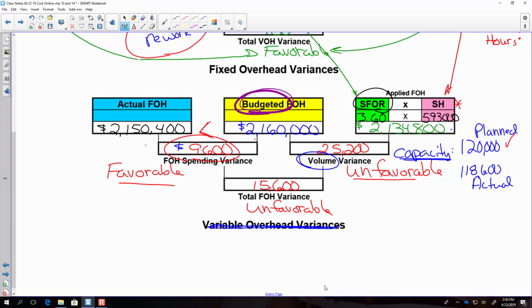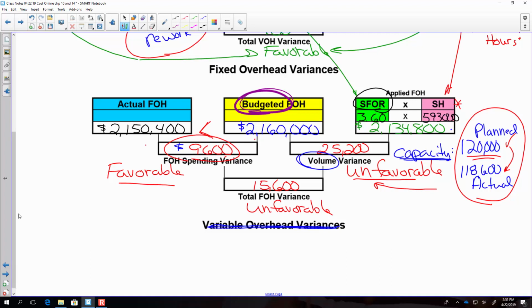But we had problems on our production, our capacity measurement. Look here again. We talked about this earlier. We planned to make 120 compared to what we actually made. That gives us the unfavorable volume variance, capacity measurement, and that is never a good thing. So here the volume variance is greater than our spending variance in total. We can net the two, right? Make the difference 15,600. The unfavorable is larger than the favorable, so the total fixed overhead variance is unfavorable at this point.